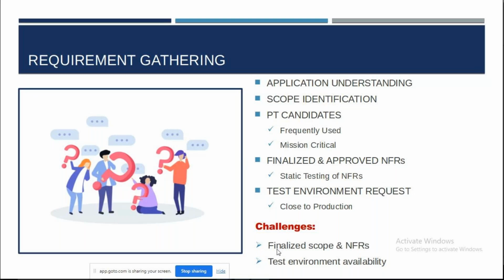Then test environment availability. Most of the times they fail to provide a separate environment for performance testing, or they might not be able to provide an environment which is close to production. So these are the challenges which you face during your requirement gathering phase. With this we come to the end of requirement gathering. Any queries, anyone? Like, what all things you will do as part of requirement gathering?